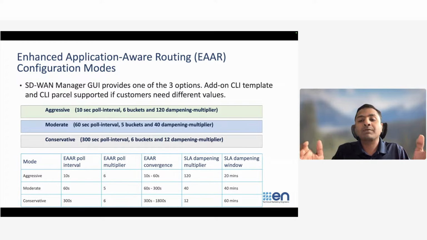Again, this is flexible enough that if your network conditions and application requirements don't fit this dampening window, you can use CLI add-on templates, or parcels when you're using configuration groups, to change these values.